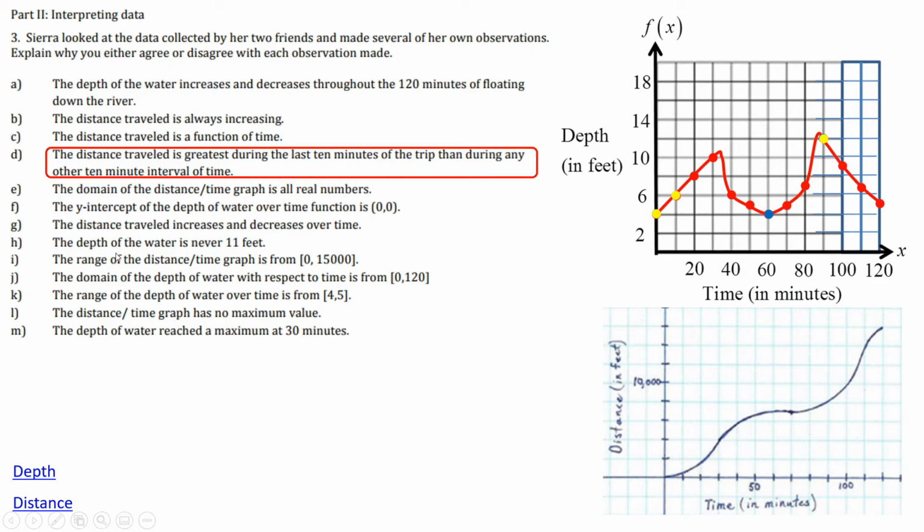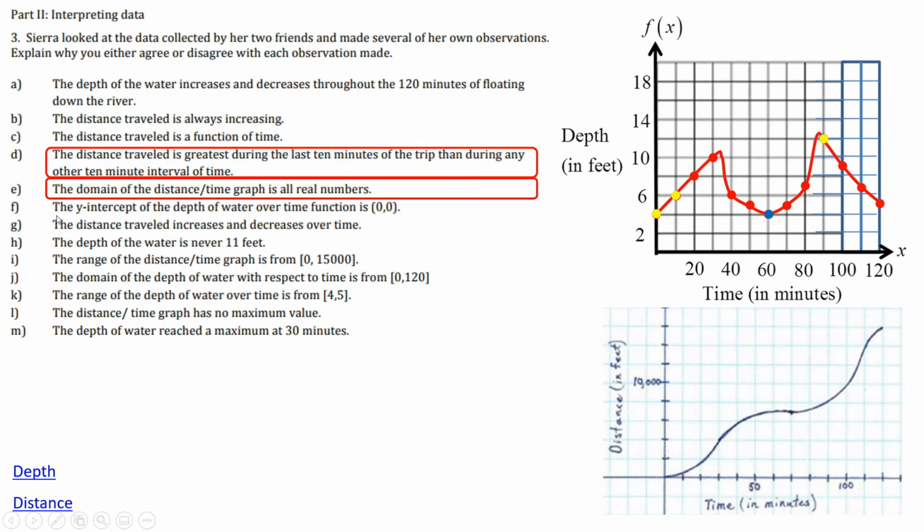Now, E. The domain of the distance time graph is all real numbers. Well, Sierra, I would agree that we're talking real numbers from 0 to 120, but all real numbers would mean we'd be going forever to the left in a negative direction and forever to the right in a positive direction. So this is not all real numbers. This is only the real numbers from 0 to 120. So we have to disagree again. But you're doing great.